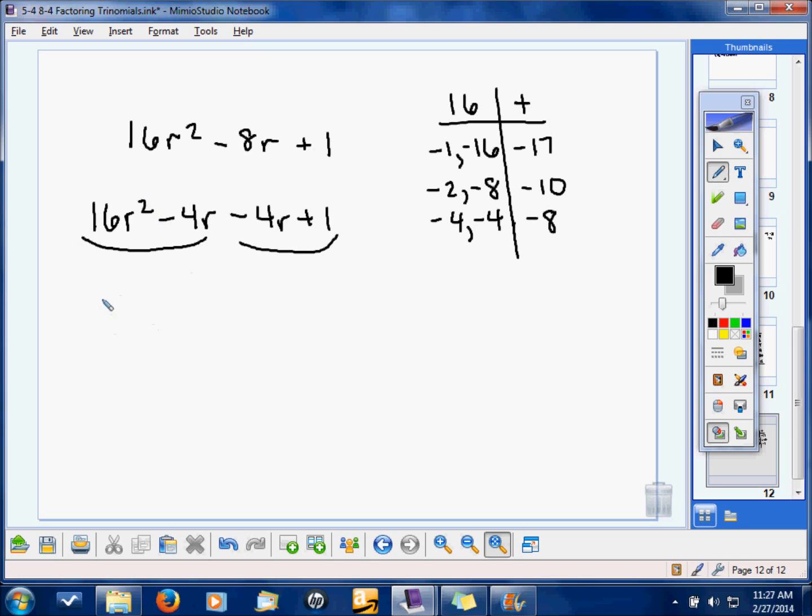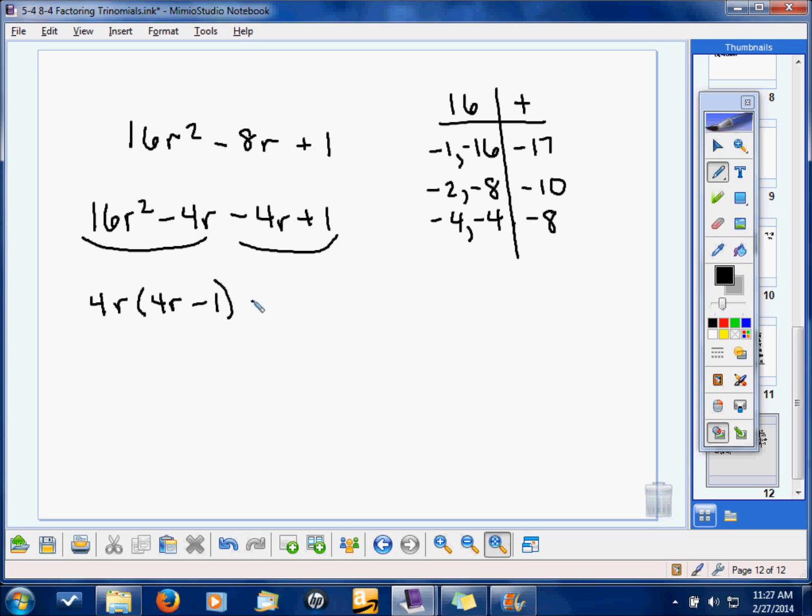What's in common? 4r goes into both. 4r times 4r minus 1. Now, Philip, what might have been getting you is that this is one of those that has something slightly unexpected in it. 4r plus 1, there's nothing in common there.